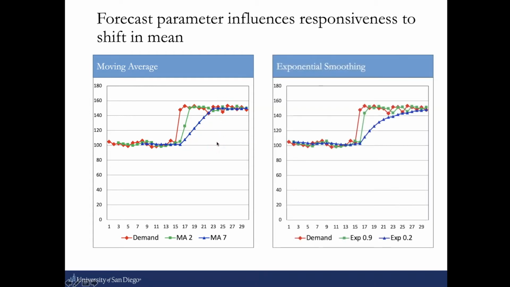Similarly, for the exponential smoothing, the green line is exponential with alpha equal to 0.9, so this is more responsive to the actual demand as compared to the exponential smoothing with alpha equal to 0.2, right? So this is less responsive to changes in the demand. So these are the observations. MA with n equal to 2, and exponential with alpha equal to 0.9 are better because they're more responsive to the demand. Well, is this always good?